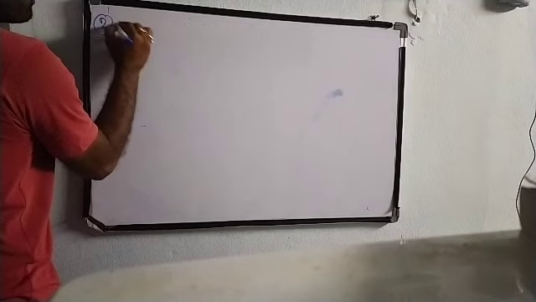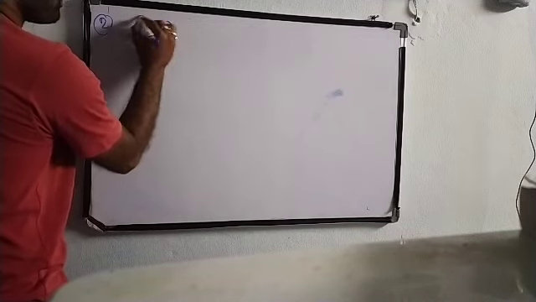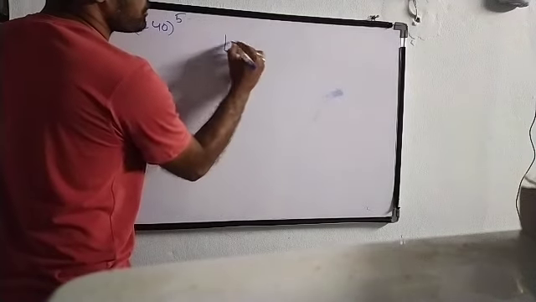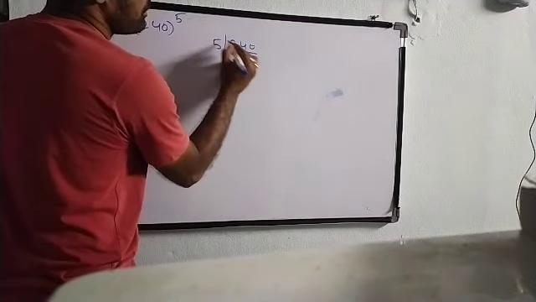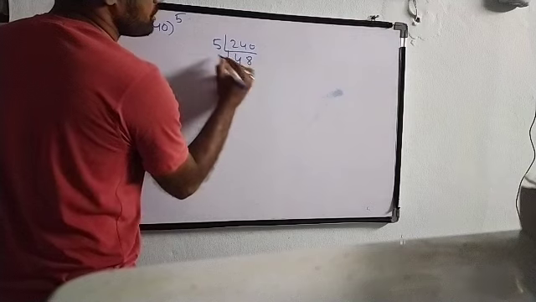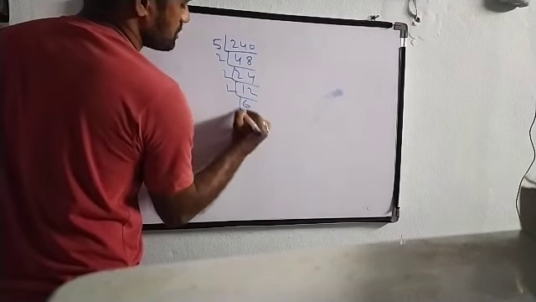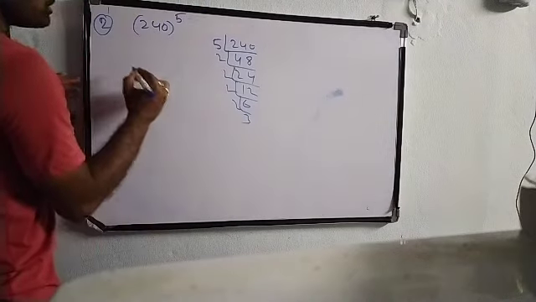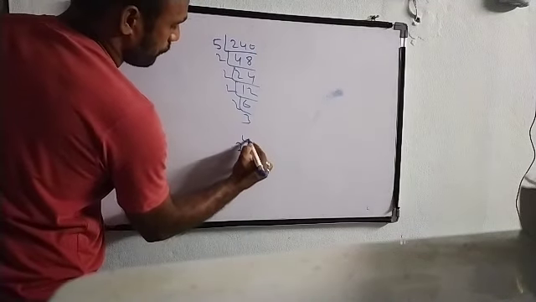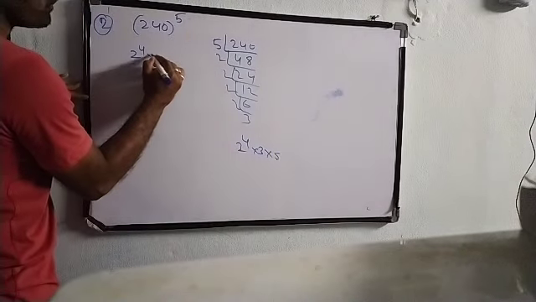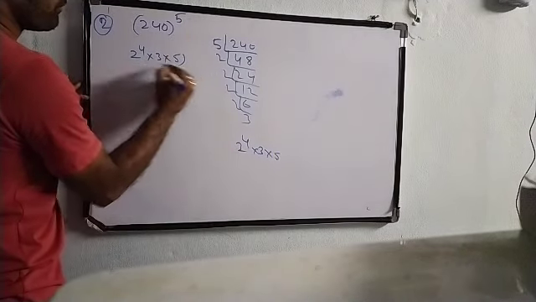Second question, suppose for example 240 whole power 5. To solve this question, first let us do prime factorization of 240. 5 4s, 5 8s, 2 24s, 2 12s, 2 6, 2 3s. So we are getting 2 power 4 into 3 into 5. So 2 power 4 into 3 into 5 whole power 5.